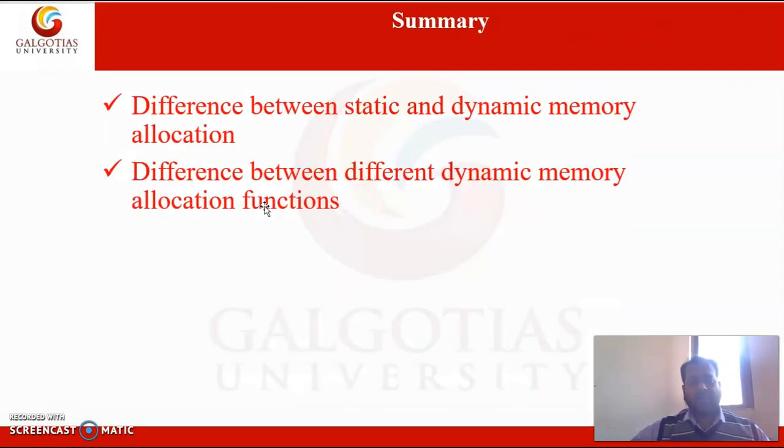In summary, in this lecture we have discussed the differences between static and dynamic memory allocation, and also the differences between the memory allocation methods.